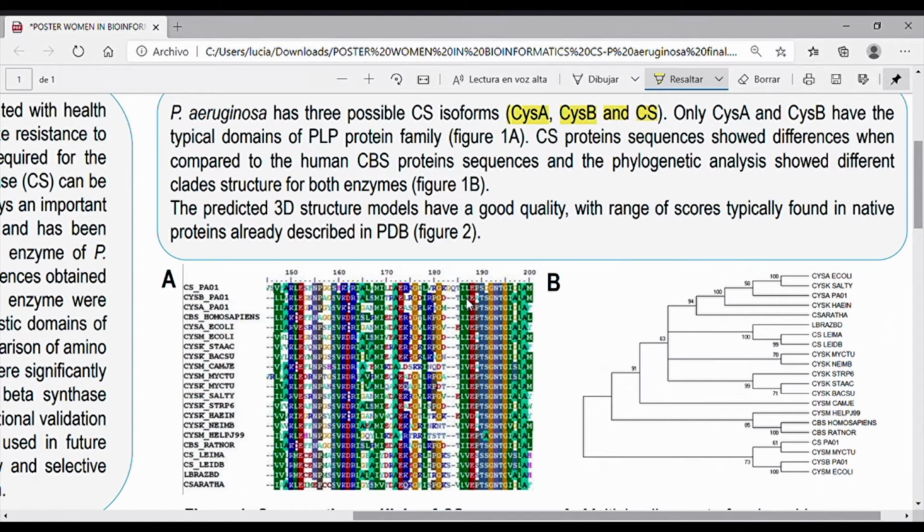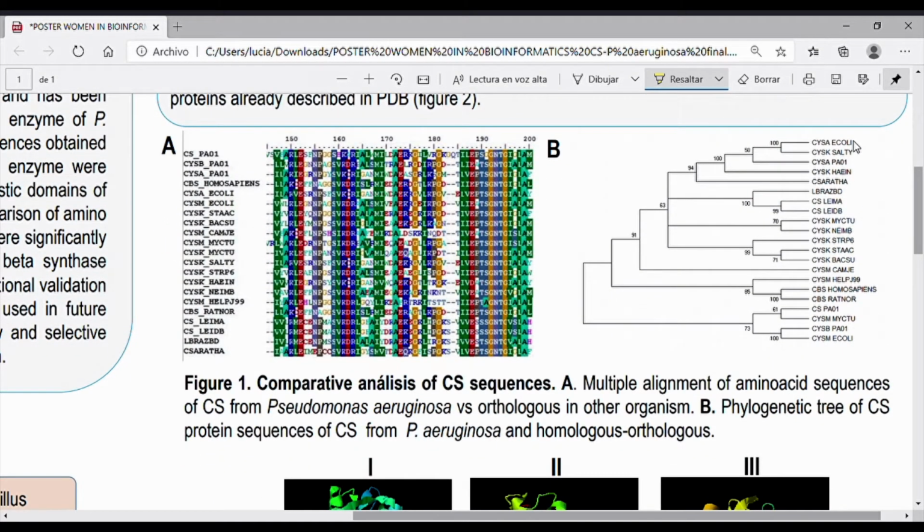The multiple alignment and phylogeny shown in the first image showed that cysK and cysM were more related to the orthologs present in Escherichia coli and Salmonella typhimurium, and its relationship with the closest ortholog in the human, which is cystathionine beta synthase, has less than 13% similarity, which is important when proposing it as a target of action.